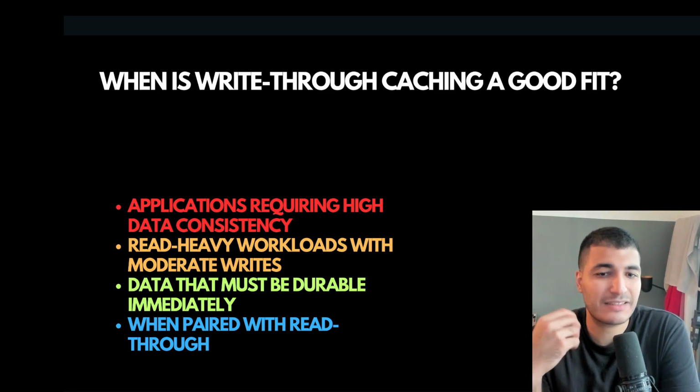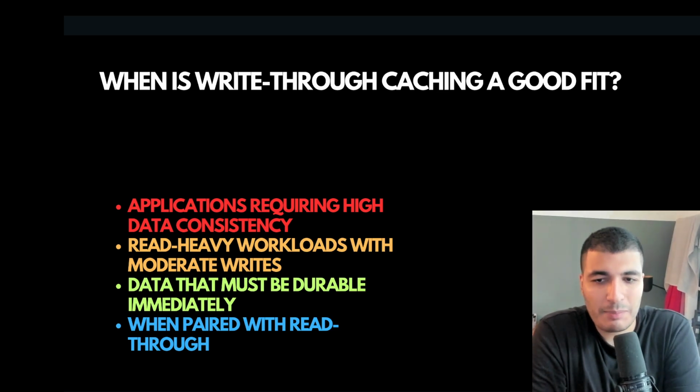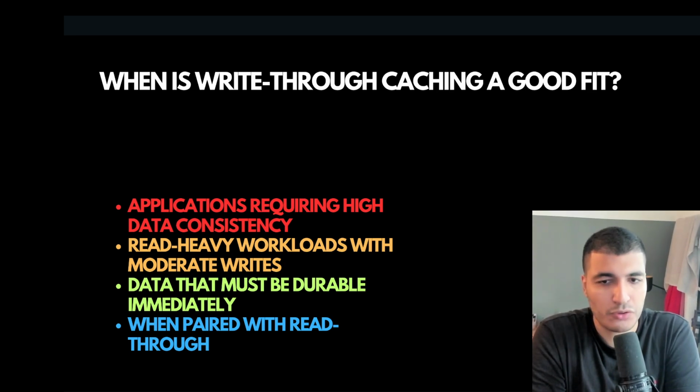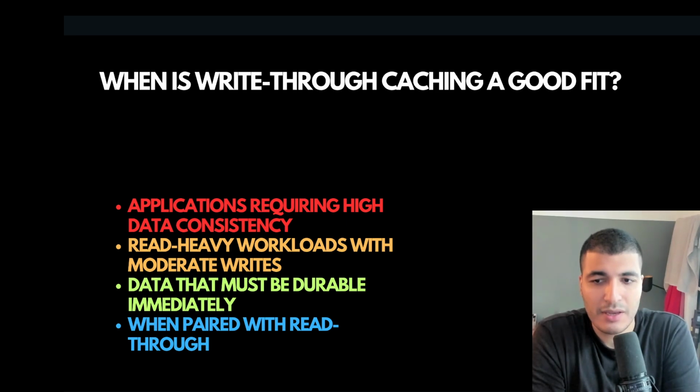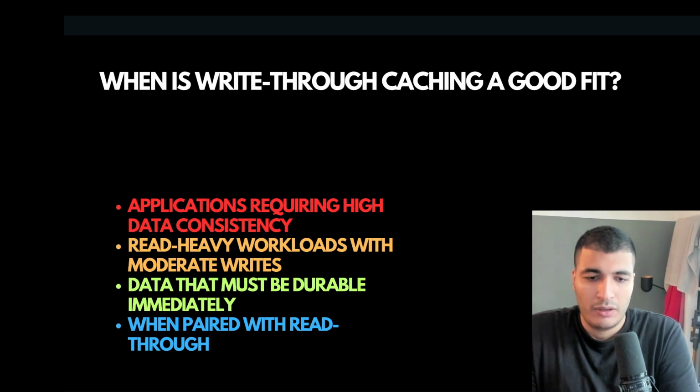Number three, data that must be durable immediately. If the application cannot tolerate any data loss for writes, ensuring every write goes directly to the persistent database, as write-through does, is quite beneficial. Lastly, when paired with read-through. As mentioned earlier, write-through cache and read-through cache often work very well together. Read-through cache handles loading data into the cache on a miss, and write-through cache ensures that data already in the cache is reliable and not stale.